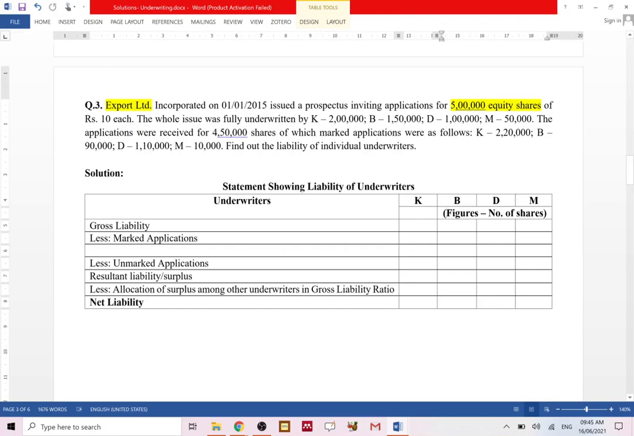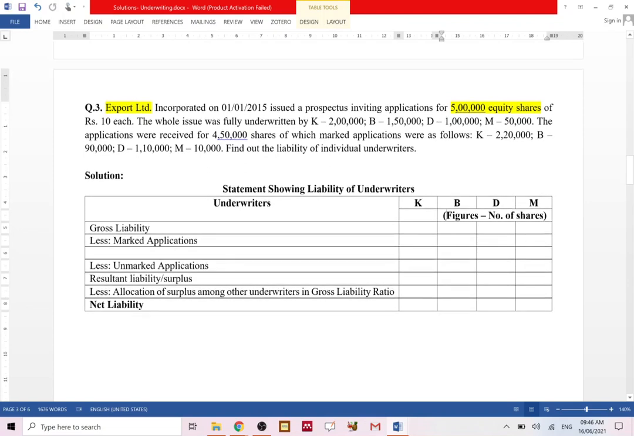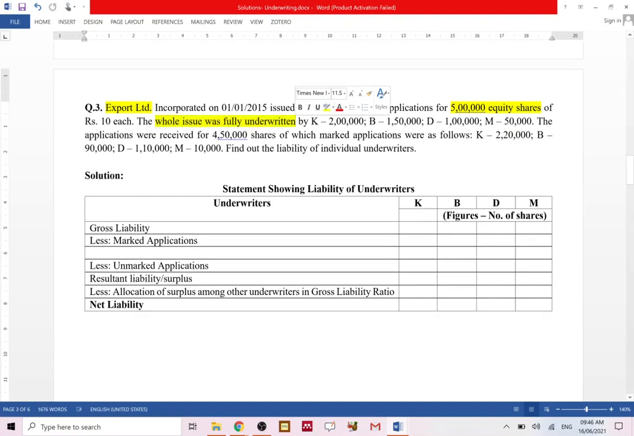Alright, so this is for your information. Then the issue was fully underwritten. So these are things that you need to read, highlight in the problem, and make a note of. Okay, so now what does it say?